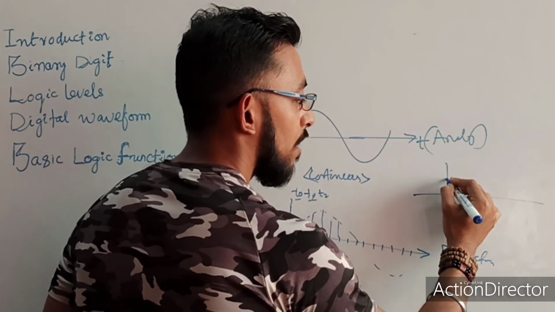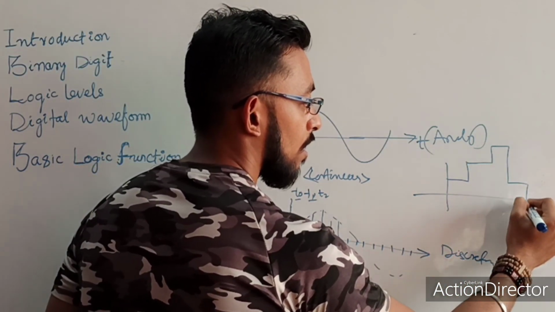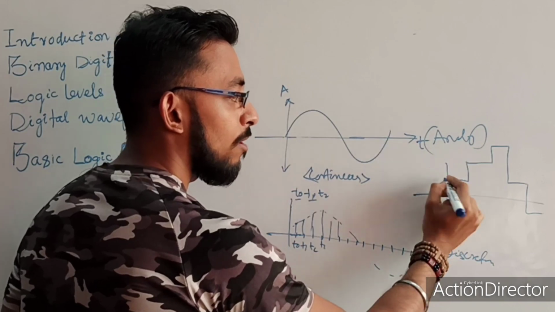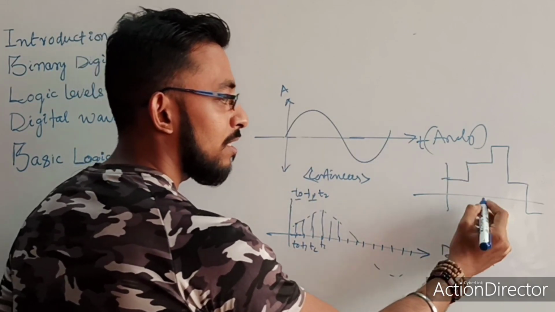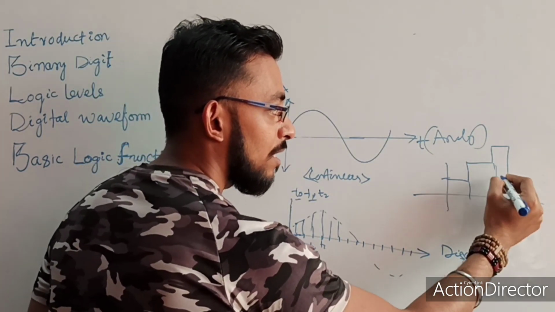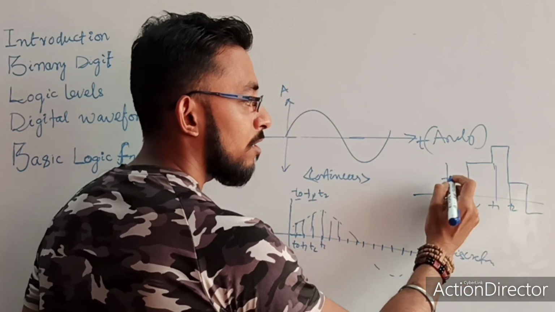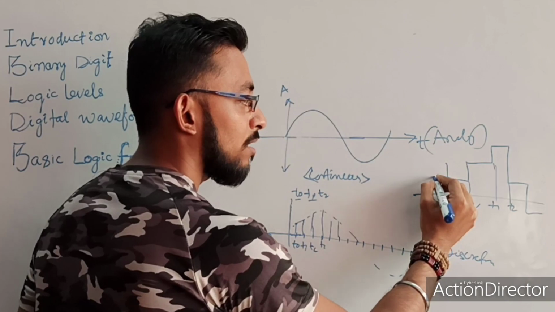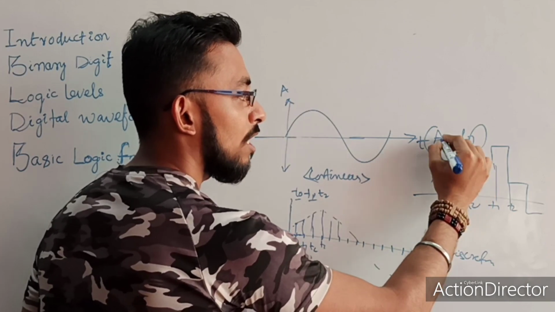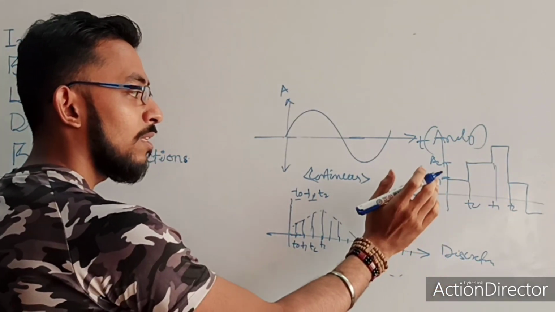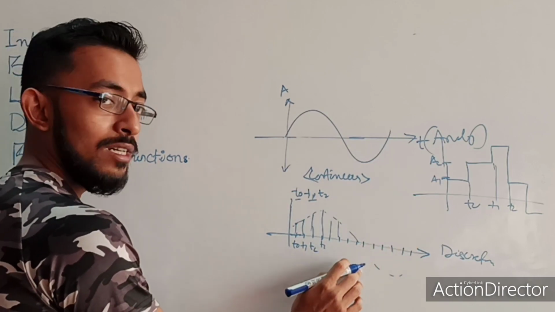It means like this. So these are the discrete values. Okay, so this is the digital signal. This is discrete in the time axis also. This is T0, this is T1, this is T2, and it is also discretized in the amplitude axis. This is A1, this is A2, these are the amplitude levels. So this is a digital signal, this is a discretized signal.